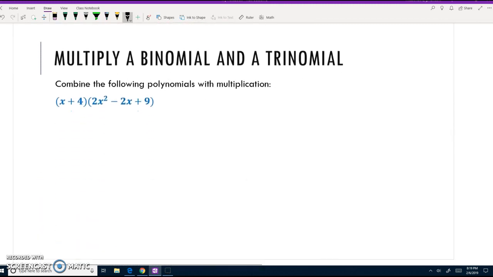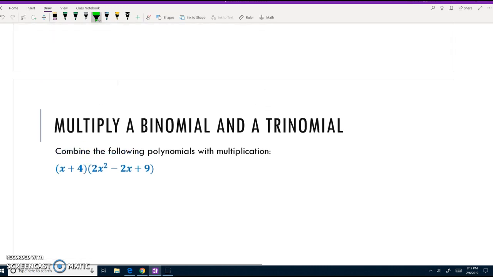So the next thing that we want to take a look at after adding and subtracting is multiplication. And the multiplication processes that we see today are just going to be a simple extension of the FOILing work that we've done in the past. So what we're doing here is looking at a binomial and a trinomial, a polynomial with 2 terms and a polynomial with 3 terms, and we're seeing how we multiply them together when trying to combine them.